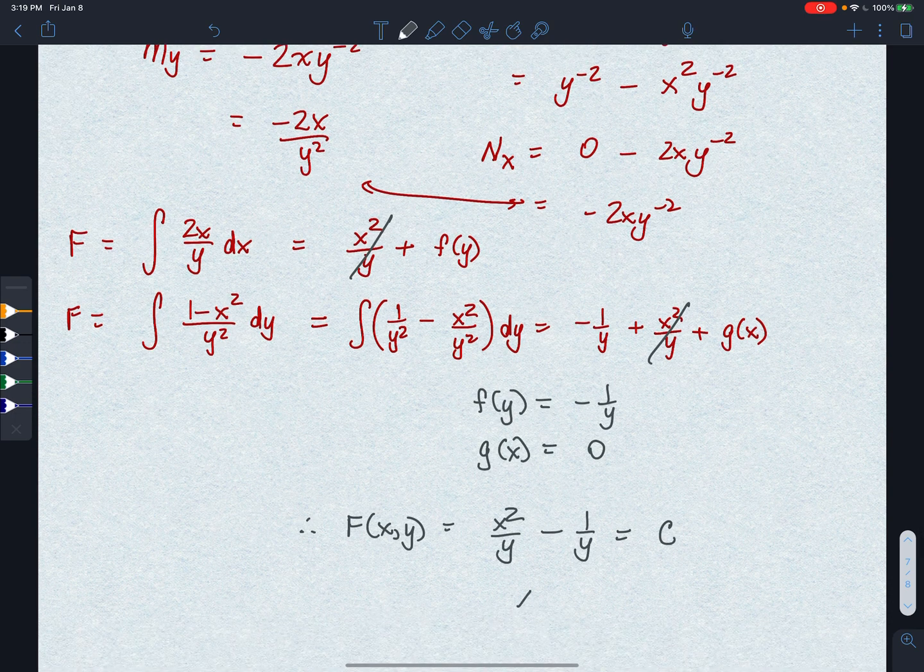And we could also write this as x squared minus 1 over y equals c. And that means any function with that form, pick any constant you want to, will be a solution to that differential equation.